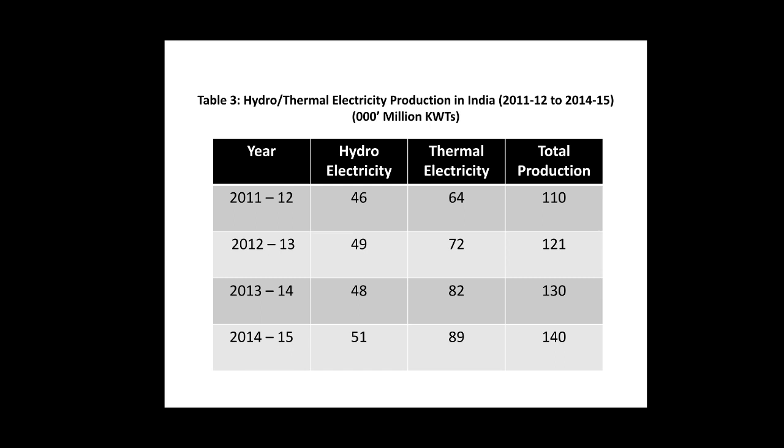For example, table 3 given here shows production of electricity from different sources in India, that is from hydro source and from thermal source during 2011-12 to 2014-15. So this table gives us the data relating to the production of hydroelectricity, thermal electricity, as well as the total production of electricity in India during 2011-12 to 2014-15. We can represent this data with the help of a subdivided bar diagram.